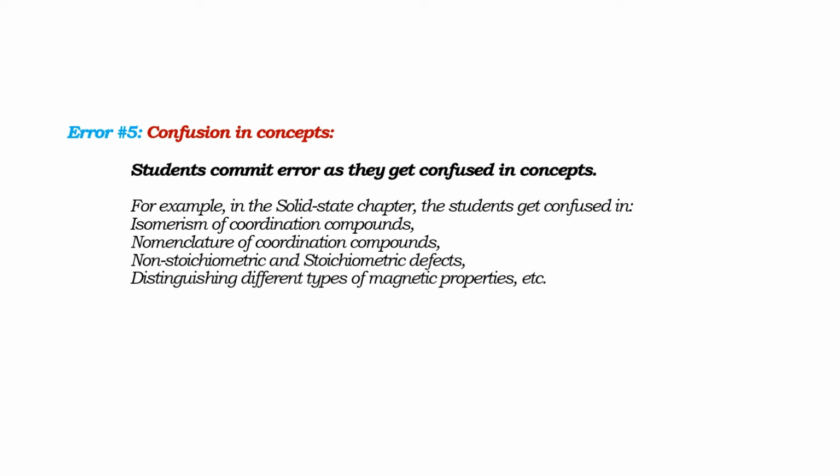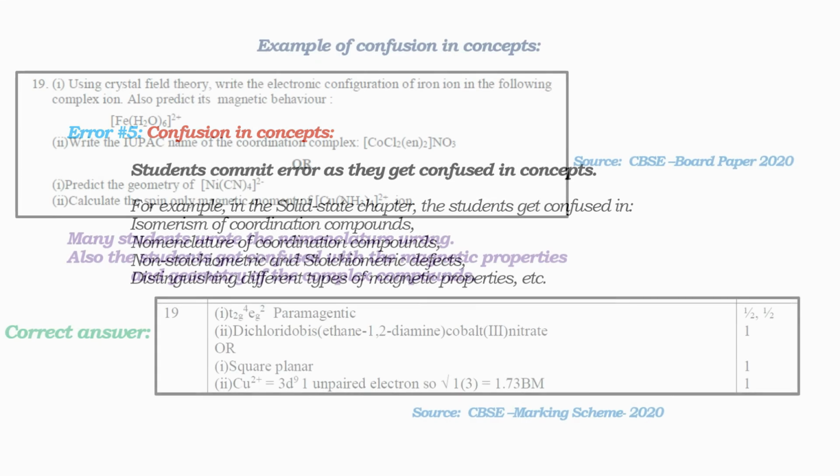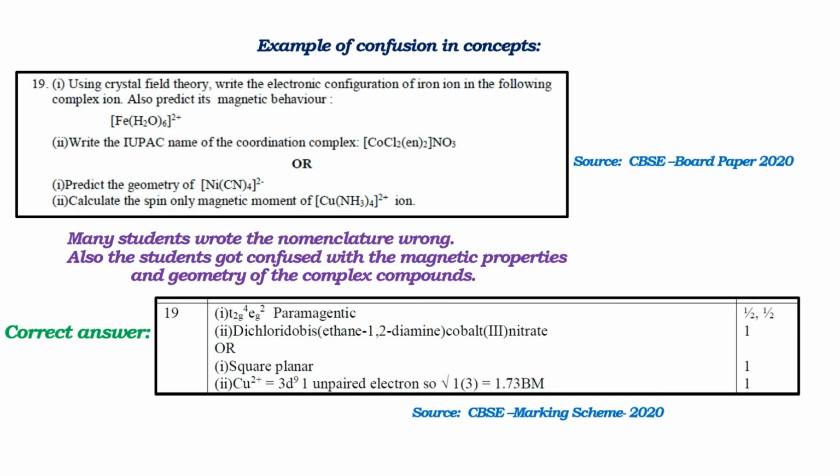For example, in the coordination compounds chapter, students get confused in isomerism of coordination compounds, nomenclature of coordination compounds, non-stoichiometry and stoichiometric defects, distinguishing different types of magnetic properties, etc. Example of confusion in concepts.